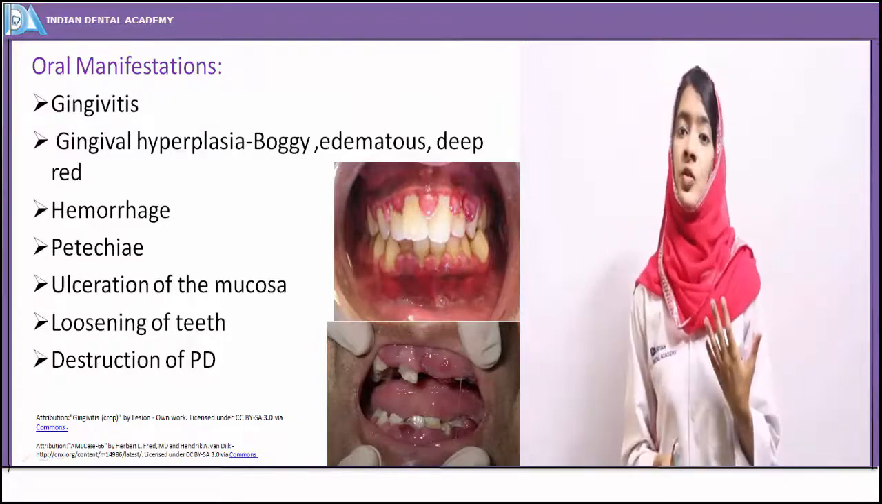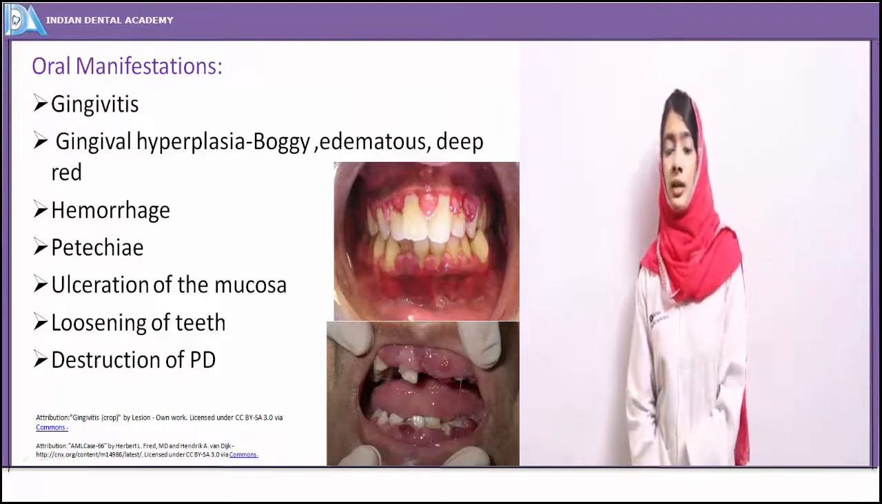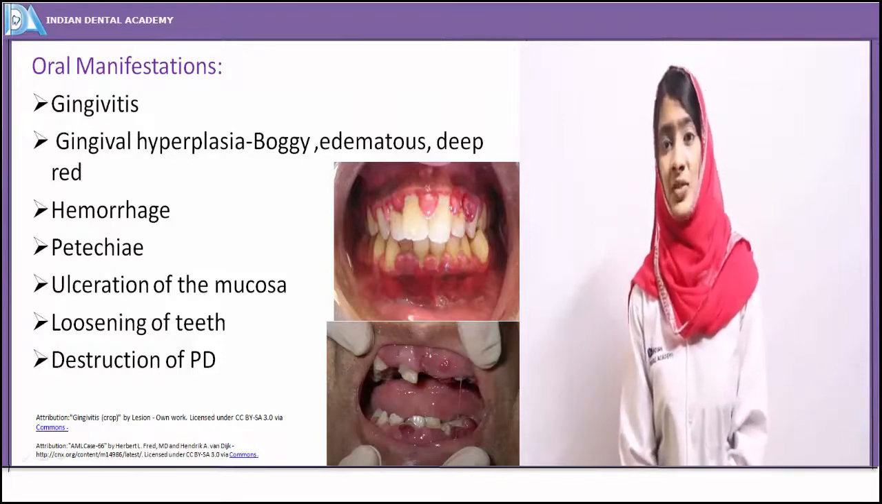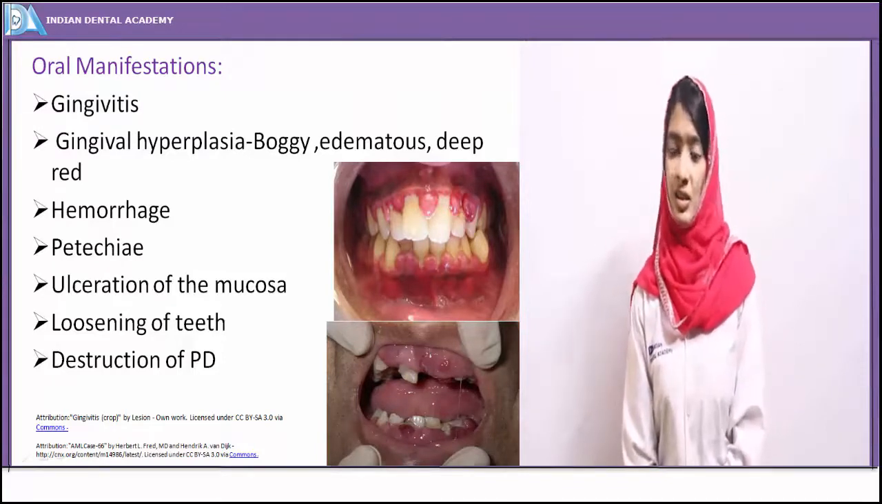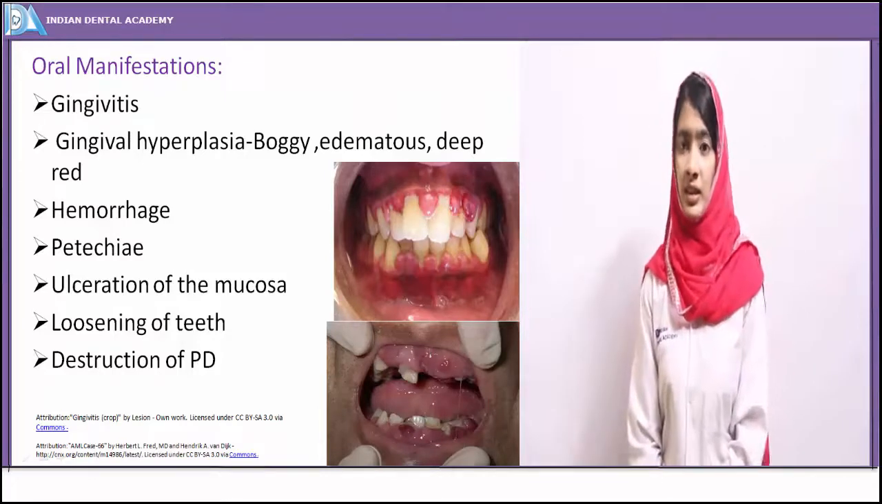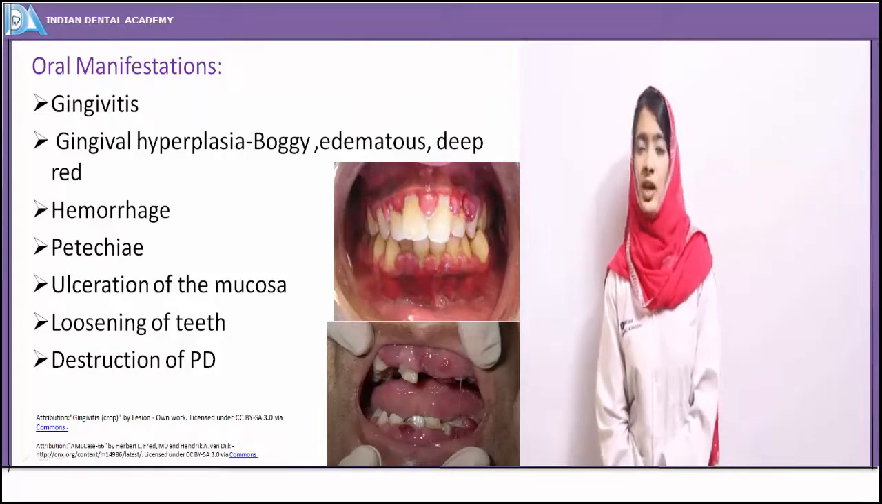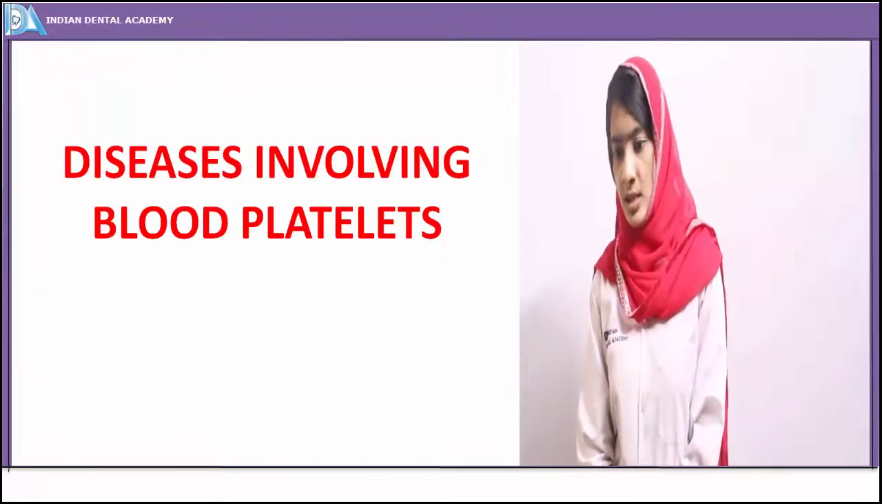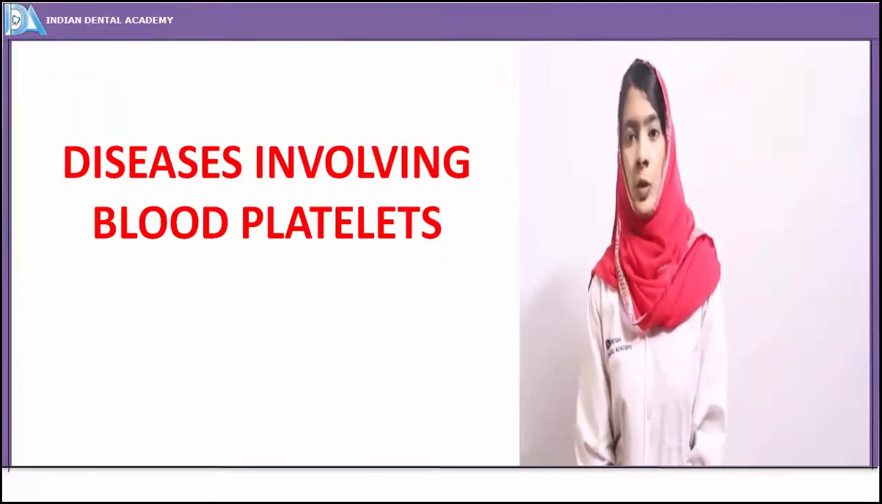It's a more serious form of disease, and as of now it is very severe, and the death rate is very high. Once affected, the individual has a very low survival rate. So now we'll see the diseases affecting the blood platelets or the thrombocytes.